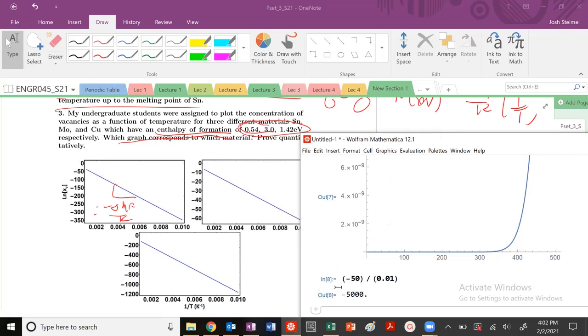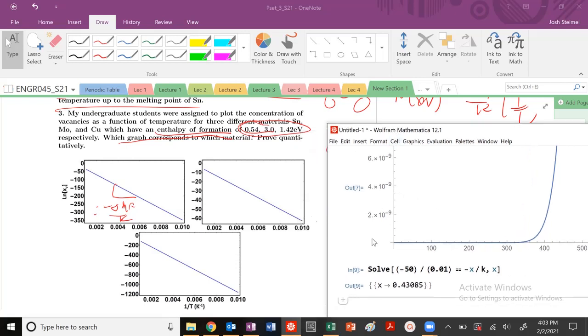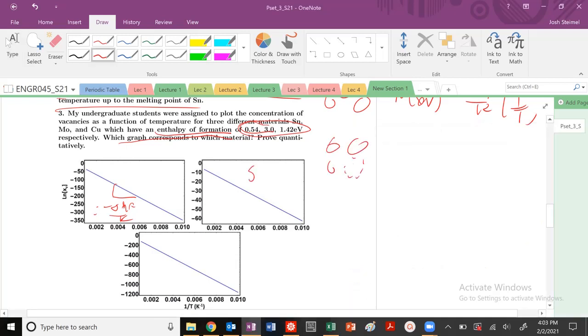So that's going to be my slope, and I'm going to solve for x equals minus x divided by k. So solve that for x. So it's around 0.43, so this material could for sure possibly be Sn.